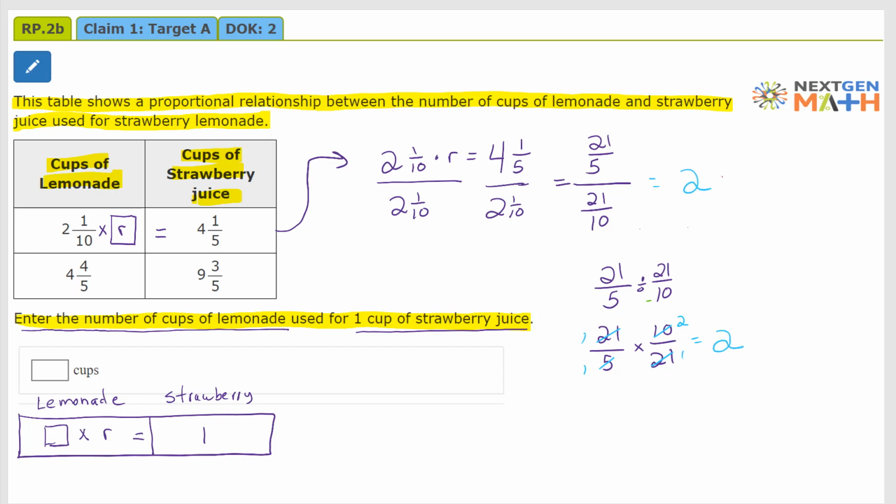So what that means is this: 2 1/10 times 2 equals 4 1/5, and 4 4/5 times 2 will equal 9 3/5. But here on our problem, we have this. We have lemonade times 2 equals 1. And so if we divide each side by 2, our cups of lemonade is going to be equal to a half. And so the way we could check our answer is that if we had half a cup of lemonade multiplied by our rate of change of 2, that equals 1. So enter the number of cups of lemonade. That's going to be half a cup.